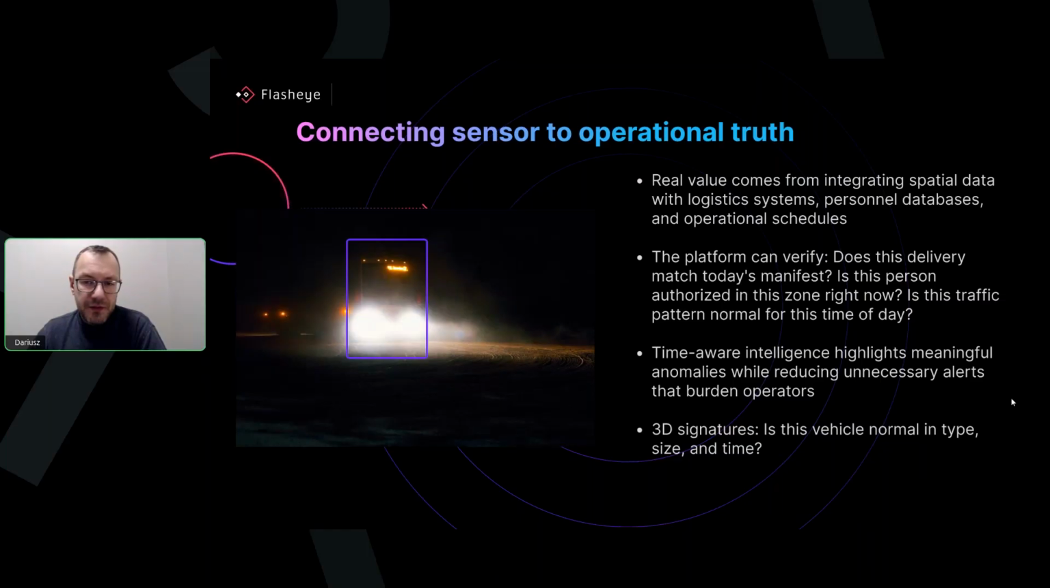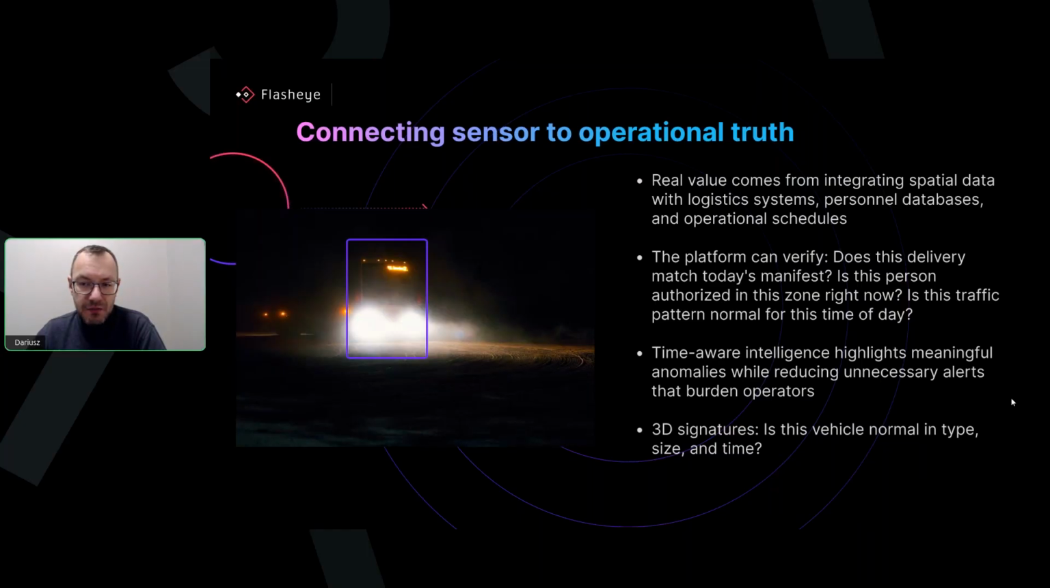The platform can verify: does this delivery match today's manifest? Is this person authorized in this zone right now? Is this traffic pattern normal for this time of the day? And the system can understand those behaviors, whether they match the usual case or not, and bring awareness to the operator. And this is what is most important.